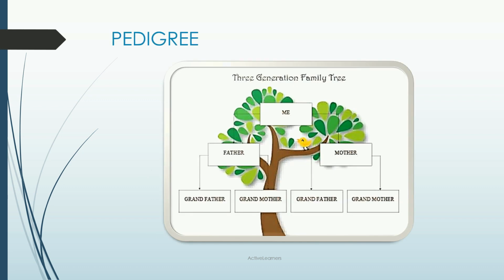For example, if you are taking the pedigree representation, you will be at the top level, your parents will be in the next level, and your grandparents will be in the bottom level. So just consider this three-generation family tree in which you will be at the topmost level, your parents, father and mother, will be in the second level, and your grandparents will be in the bottom level. This type of representation is called a pedigree representation.